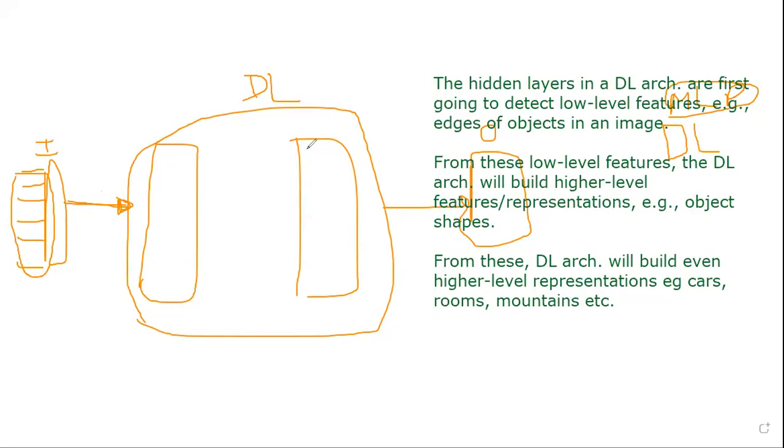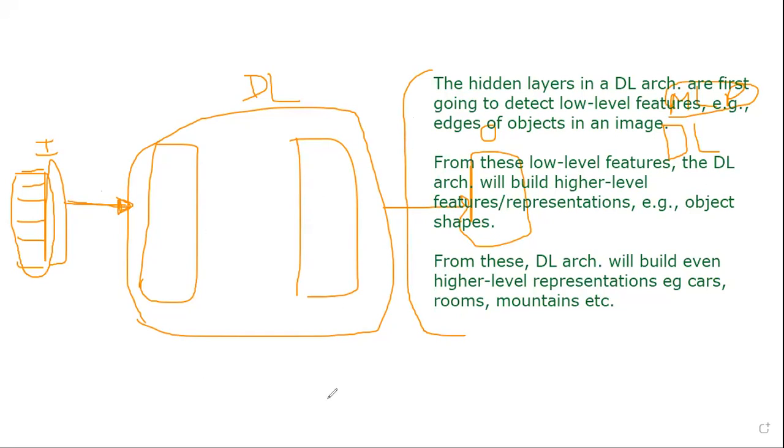So the job of the hidden layers is to do this. That's what it does when you're talking about image data, or any data. It tries to detect the small things, and from those small things it tries to detect bigger things which are made up of those small things, and so on and so forth. So it builds up a hierarchy.